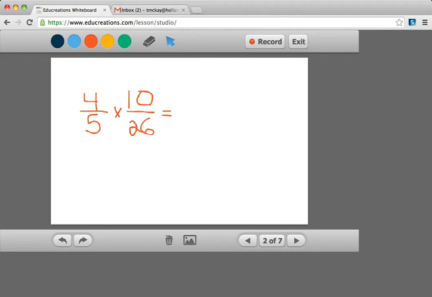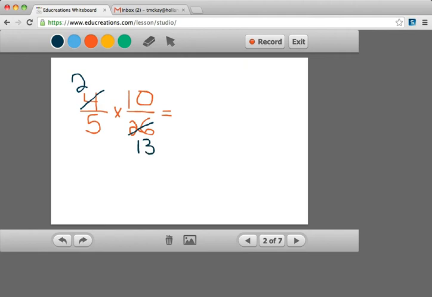Can 4 go into 26 evenly? 4 cannot go into 26 evenly, but they do have a common factor. What common factor do 4 and 26 both have? Yes, they both have a common factor of 2. How many times does 2 go into 4? 2 times. How many times does 2 go into 26? 2 goes into 26 13 times.